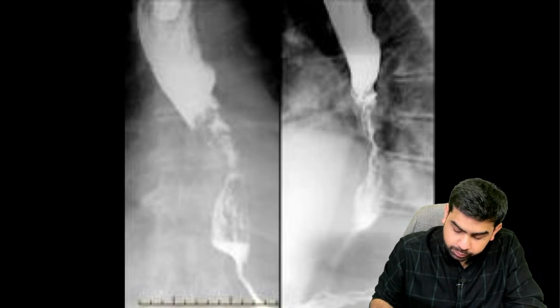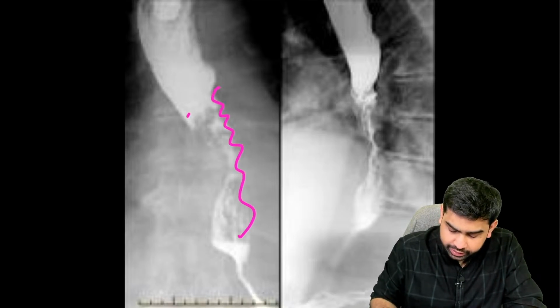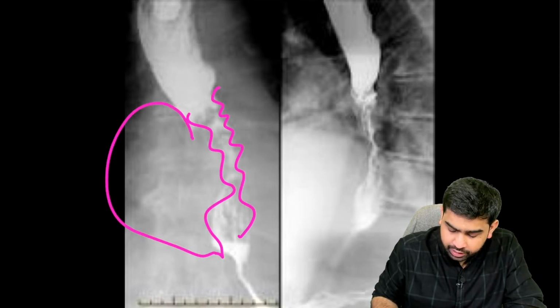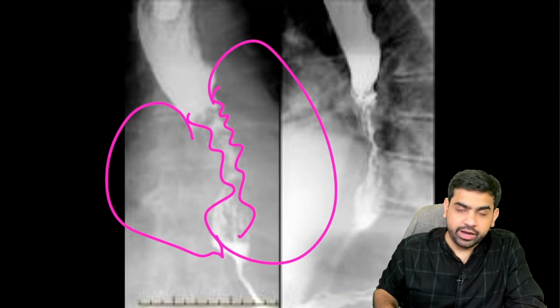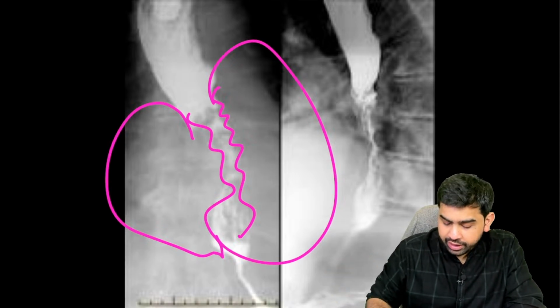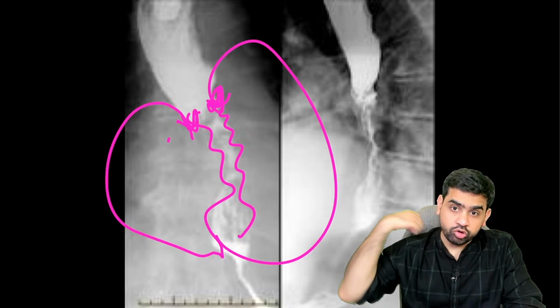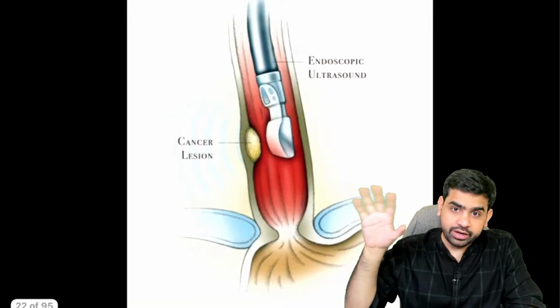So what on earth is this apple core? It assumes that somebody has eaten the apple, and whatever the core has been left behind. This is what is called an apple core appearance, and this is what is called shouldering of the esophagus. So these are the two things, and that is the diagnostic feature.